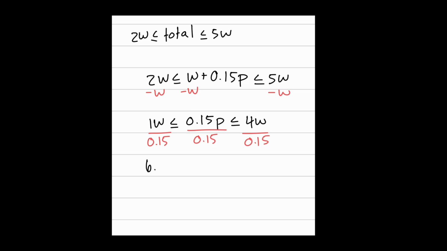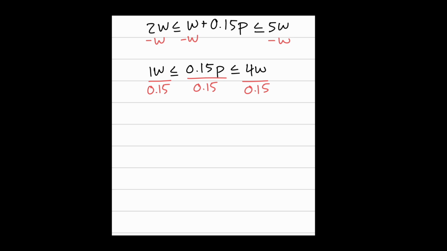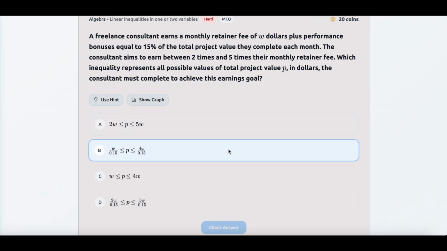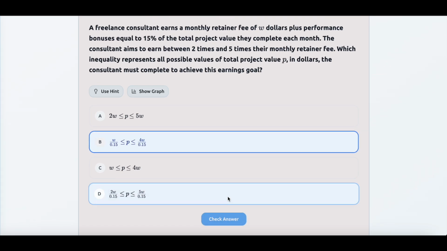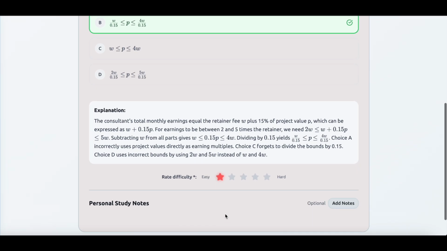Actually, no, sorry, I just realized. If we go back to the answer choices, this might be an answer. We might not have to simplify this. So let me just write it like this. W over 0.15 less than or equal to P less than or equal to 4W over 0.15. Let's see if that's an answer choice. It actually is, right? It's right here. So this should be our answer choice. Okay, nice.